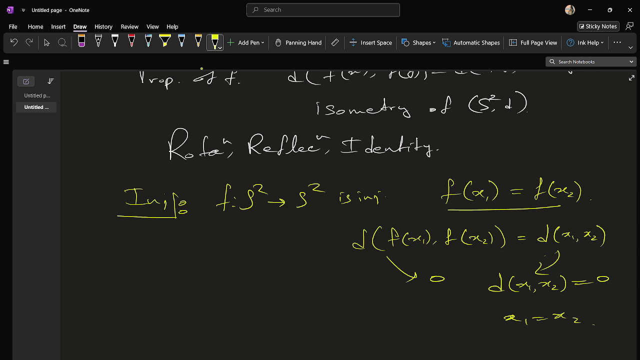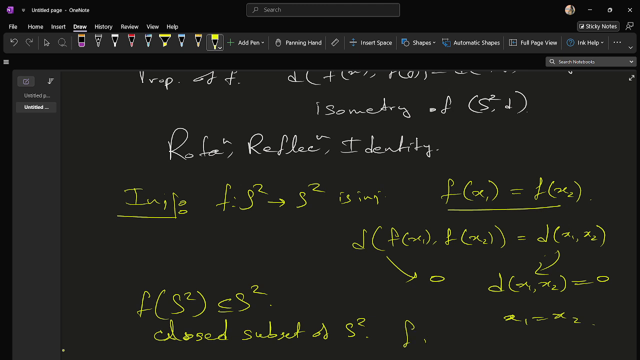Now the image of f. The map f is an isometry. It preserves distance and maps S2 to itself. The image must also be a closed subset of S2, because f is continuous.